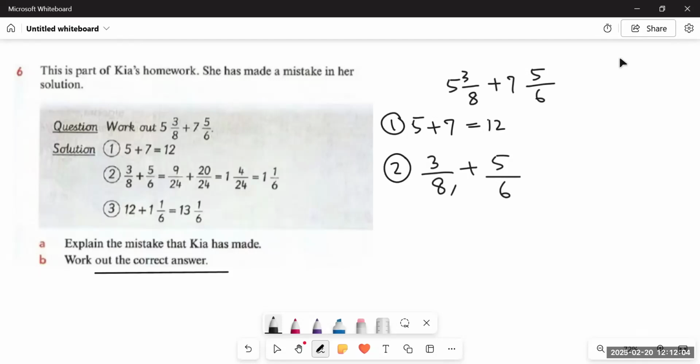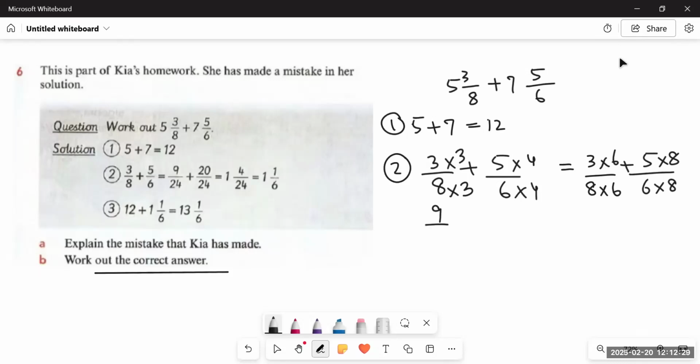If you can figure out that both are factors of 24, you can go for this one: 8 3s are 24, 6 4s are 24. This will make your denominator the same. Or if you find it difficult, you can go for this method as well, that is 8 multiplied by 6 and 6 multiplied by 8. Let me show you that in both cases you'll get the same answer. 3 3s are 9 upon 24 plus 5 4s are 20 upon 24.